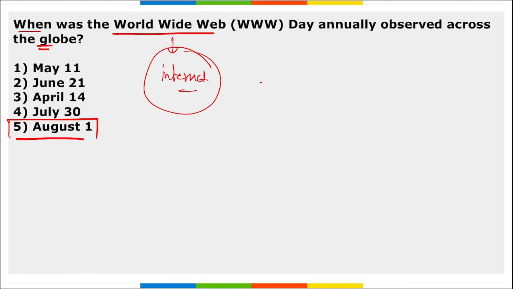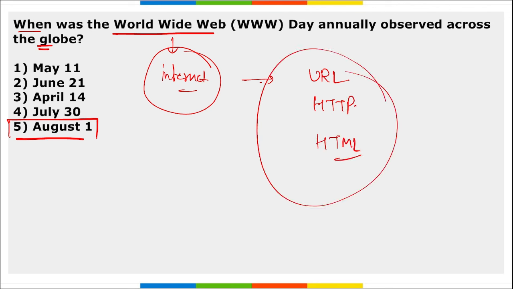There are three components of this, that is URL, HTTP and HTML, right? URL is your uniform resource locator, HTTP is your hypertext transfer protocol, and HTML is basically a hypertext markup language that is used to make web pages.